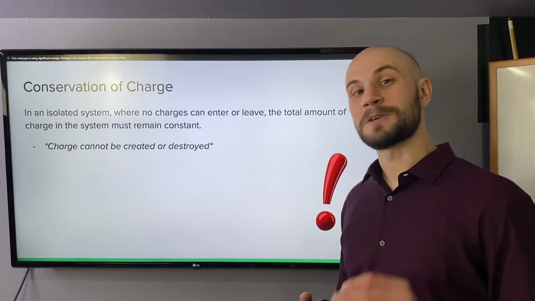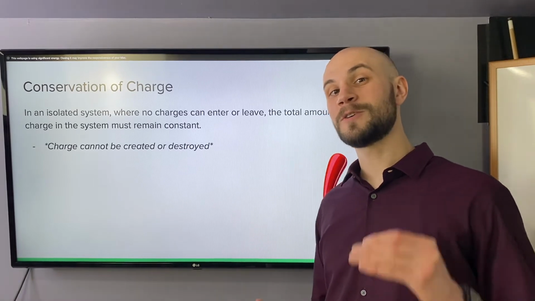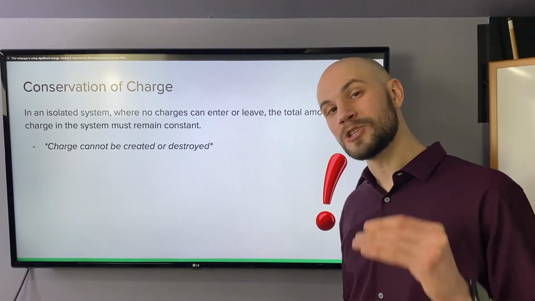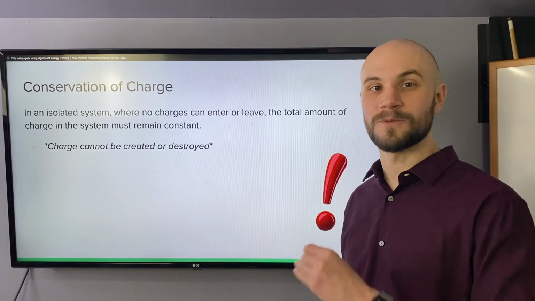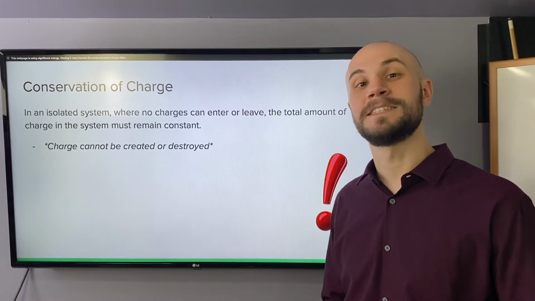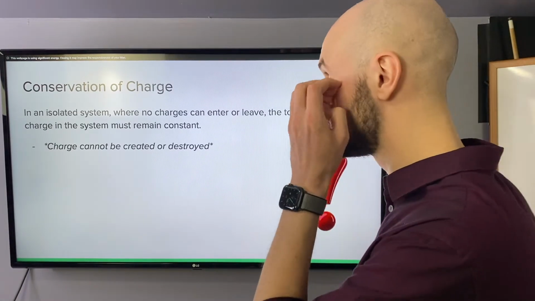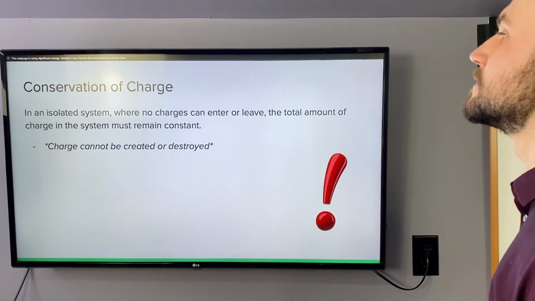What I want to do now is apply this idea of conservation of charge to make predictions of how much charge might end up on objects if we, let's say, touch them together, charging them by conduction. Very important.